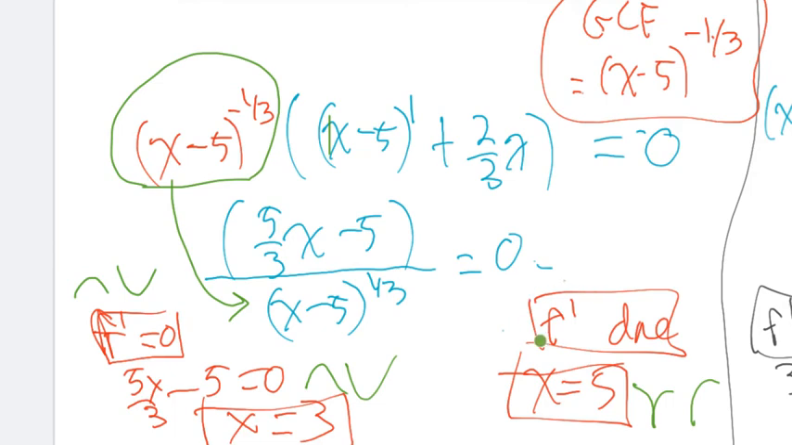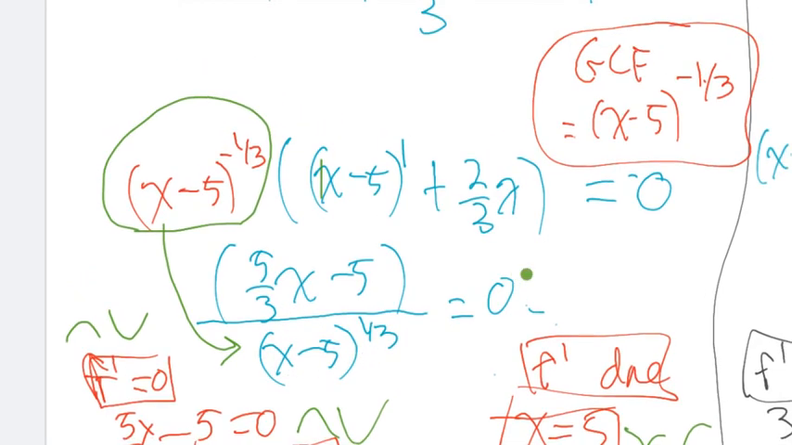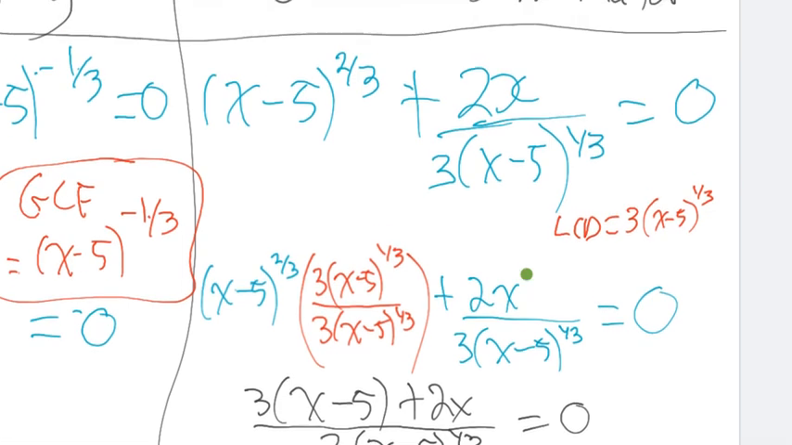Then we have to figure out where f prime does not exist. Because when f prime doesn't exist, you can get these features, which can also cause maximums and minimums. So the bottom is 0 when x equals 5. So that's using a factoring strategy. What about the common denominator strategy?